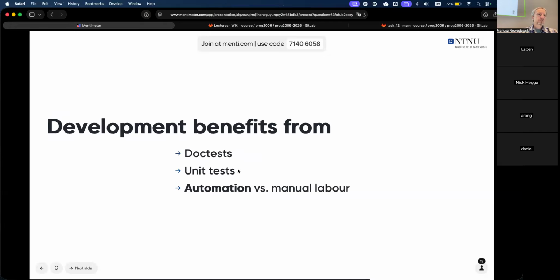So you are shifting the work to automation. You want the tests to be doing the work, not you. And doing manual labor, tracing the variables, doing the printouts, then deleting them and so on, it's manual labor. We should try to automate, and we should try to avoid it.